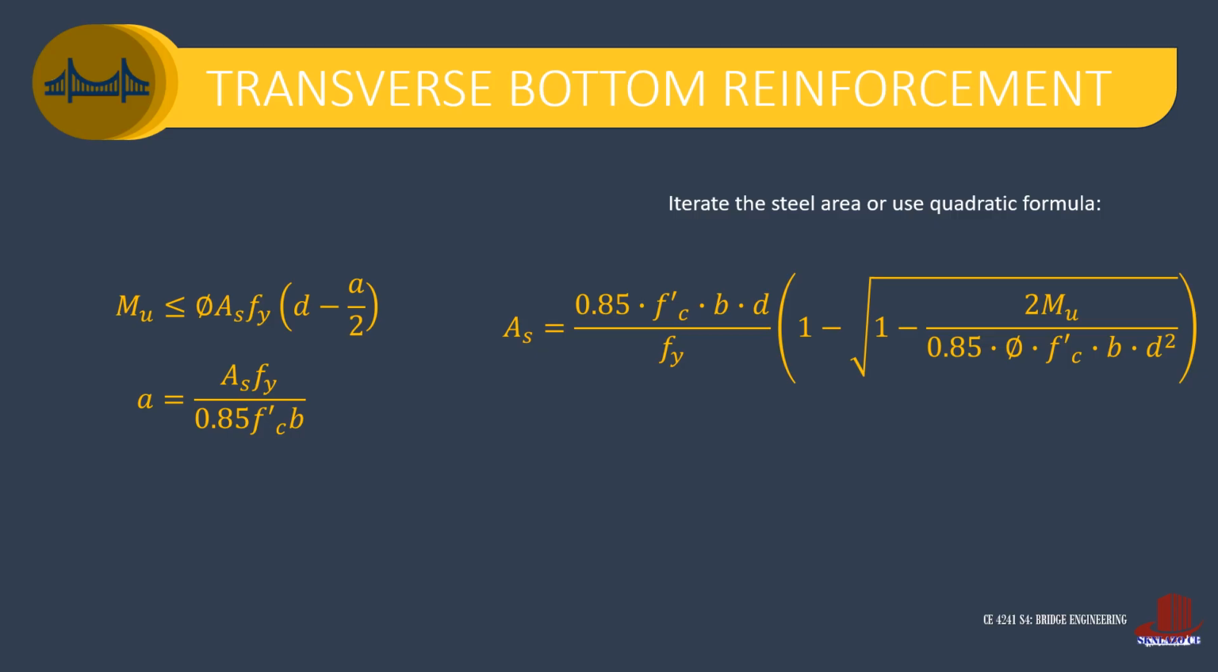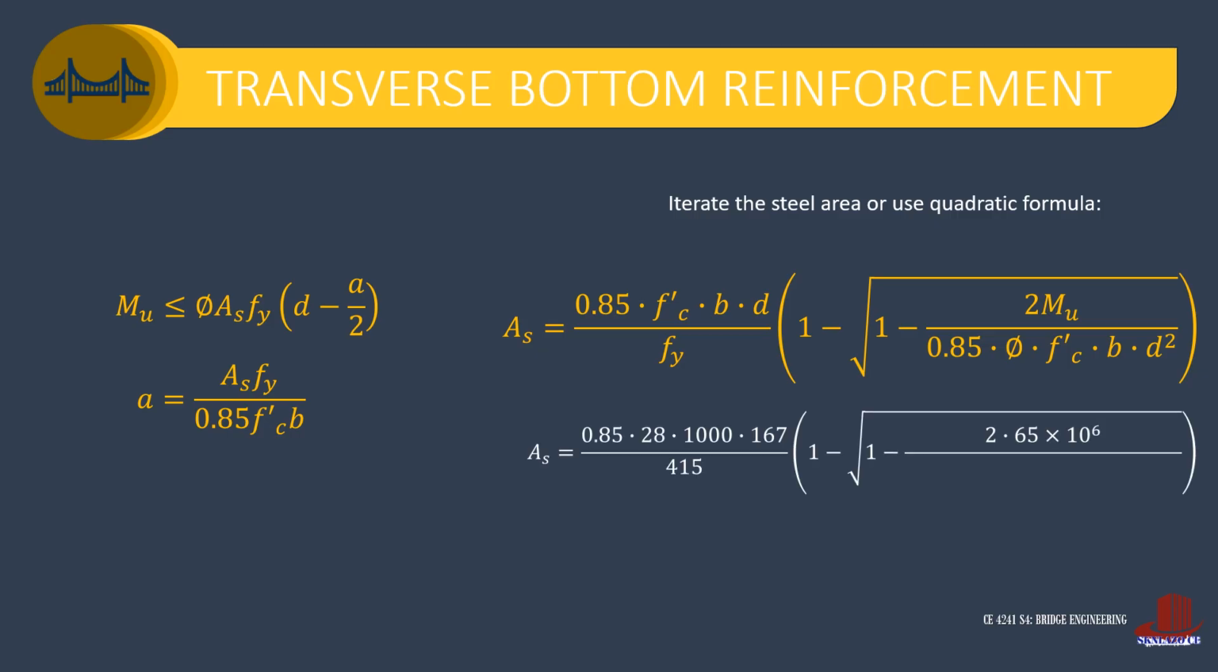We use this quadratic formula and plug 28 for F'c, 1000 for b, and 167 for the depth. Fy is 415, and the given ultimate moment is taken from the strength limit state, which is 65 kilonewton-meter per meter. As is simplified as 1106 square millimeters per meter.